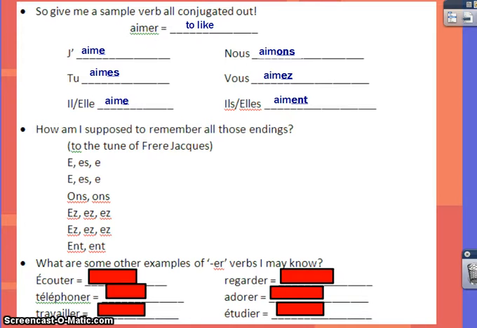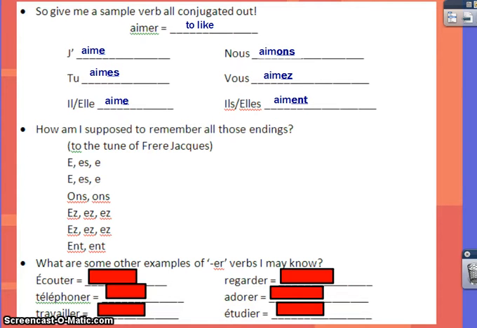You'll remember back in the fall, we talked about how there was a really cheesy song to memorize those endings. Again, the song itself has no meaning. It's just literally the endings in order according to the verb chart to a very annoying tune of Frère Jacques. So one more time, that song is E, ES, E, ES, O-N-S, O-N-S, E-Z, E-Z, E-N-T, E-N-T.